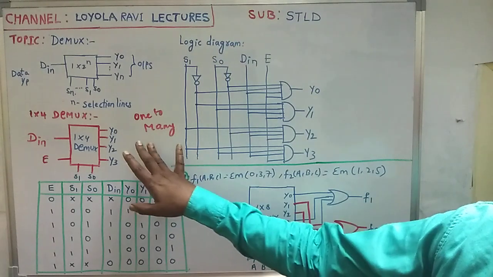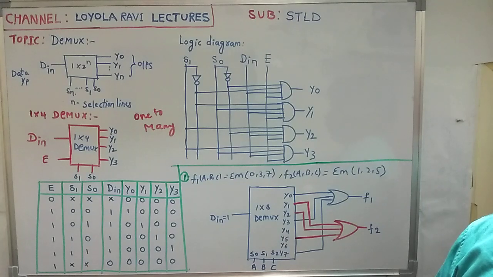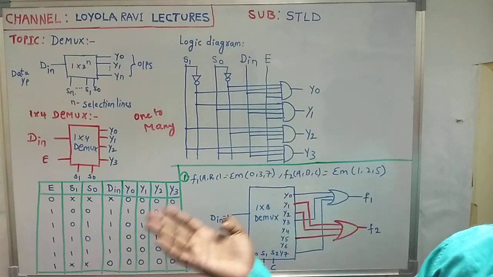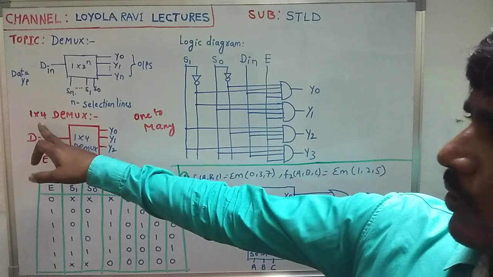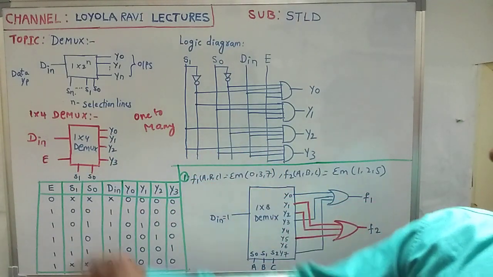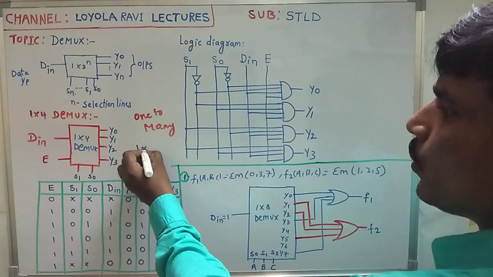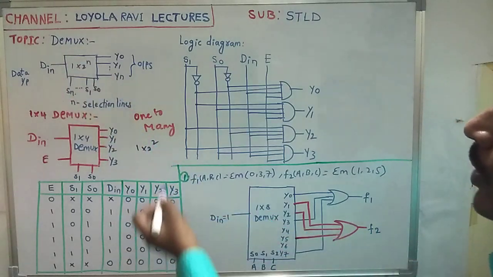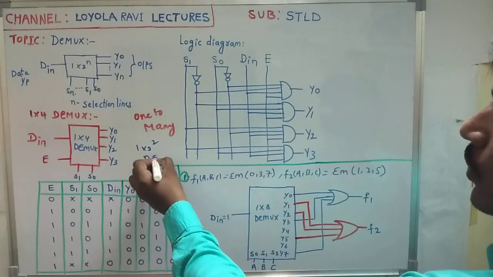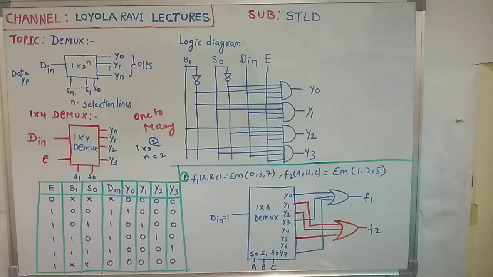Now I want to implement one demultiplexer, a 1/4 demultiplexer. It may be 1/2, 1/8, 1/16 and so on. I am taking the 1/4 demultiplexer as an example, which is nothing but 1 into 2 power 2. Here, n is equal to 2, which means the selection lines are 2.